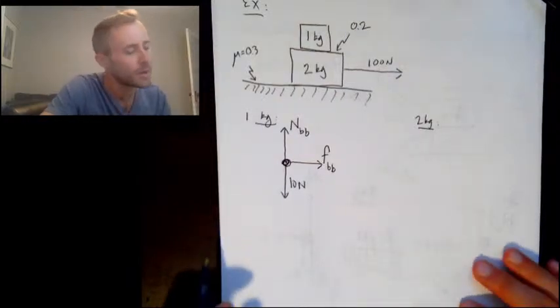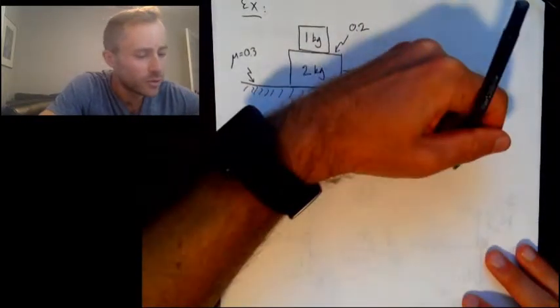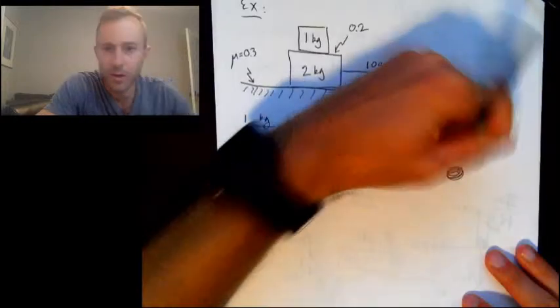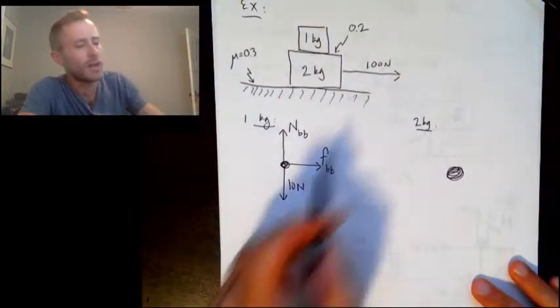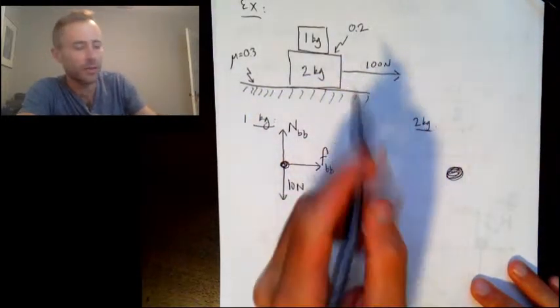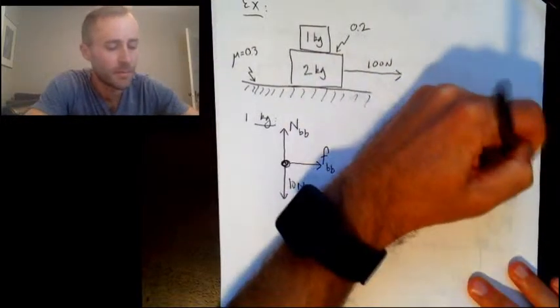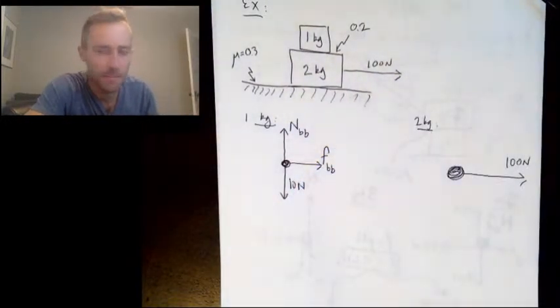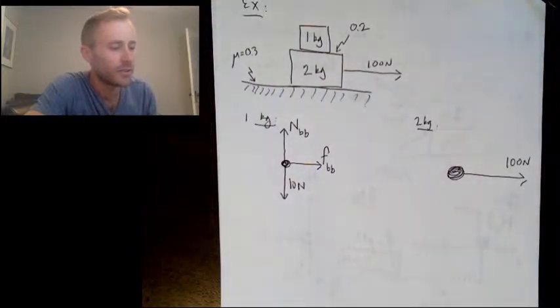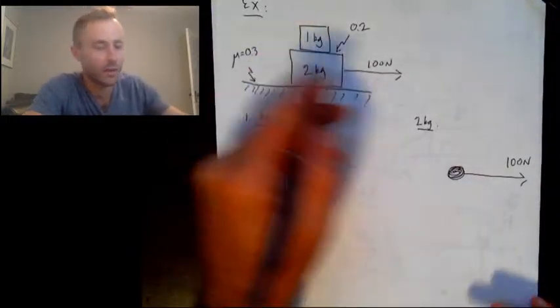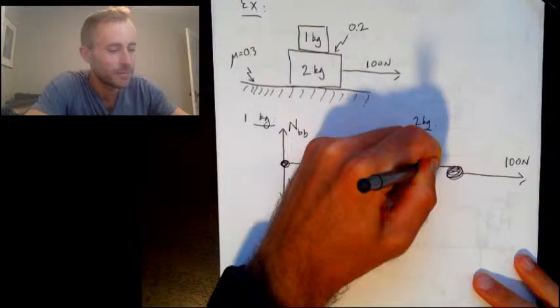All right? So now let's look at the 2 kilogram block. The 2 kilogram is more complicated. It has the 100 Newton force pulling on it to the right. Okay. It has the friction between the blocks holding it back.